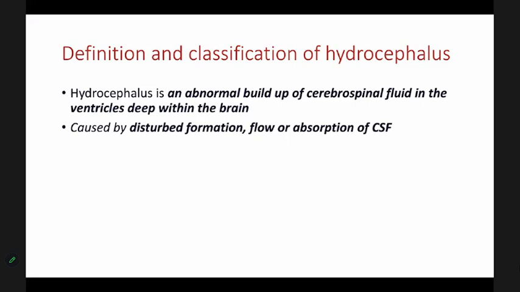The definition is that there has to be abnormal buildup of CSF, right? And this abnormal buildup of CSF has to be within the ventricular system within the brain, right? So that's what you call hydrocephalus. And that can be caused by three different problems. It can be caused by disturbance of formation of CSF. It can be caused by a disturbance of the flow of CSF, or it can be related to a problem in the absorption of CSF. Okay, right. So let's move on.